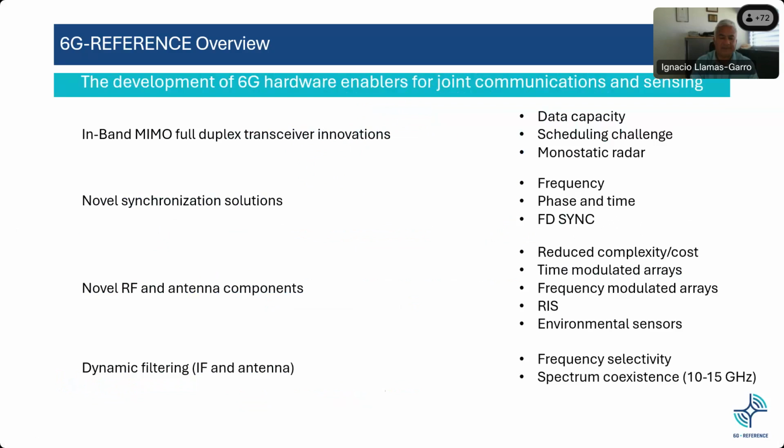The 6G reference project is a collaboration between 10 research and industry partners from 8 European countries. 6G reference involves the development of 6G hardware enablers for joint communications and sensing, including in-band MIMO full duplex transceiver innovations, addressing data capacity and scheduling challenges of distributed MIMO and monostatic radar sensing.